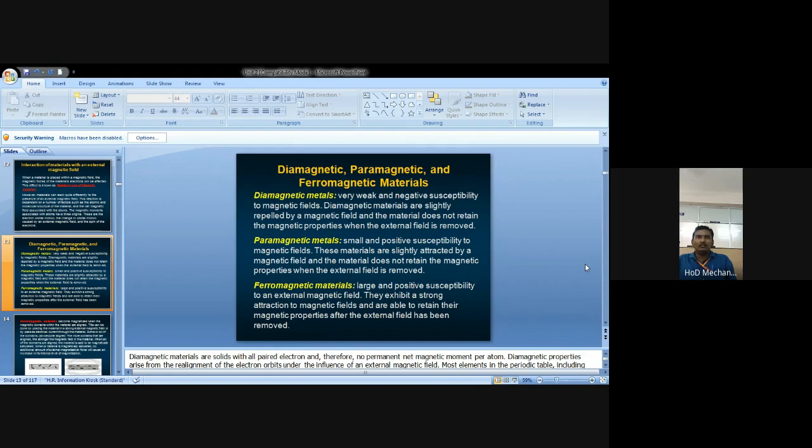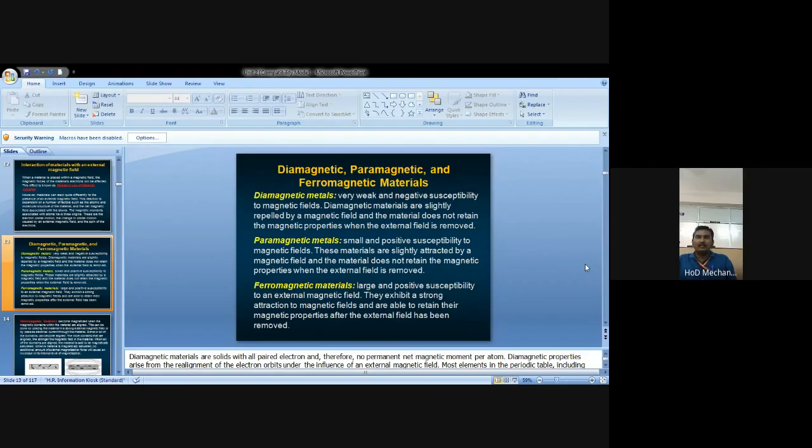If we place a permanent magnet near this type of diamagnetic metal, the metal will act slightly like a magnet, but if we remove the permanent magnet, the diamagnetic metal does not retain the magnetic field. So that is the property of diamagnetic metal.